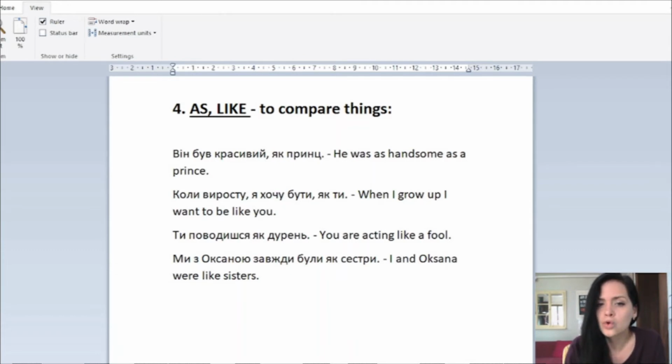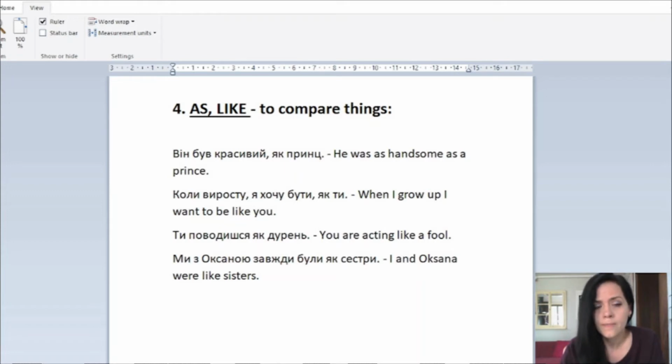I хочу бути, want to be, як ти, like you. So, when I grow up, I want to be like you. Okay, so again, як ти, like you, okay? Or let's be more specific and say, коли виросту, я хочу бути таким же високим, як ти, okay? So when I grow up, I want to be as tall as you.